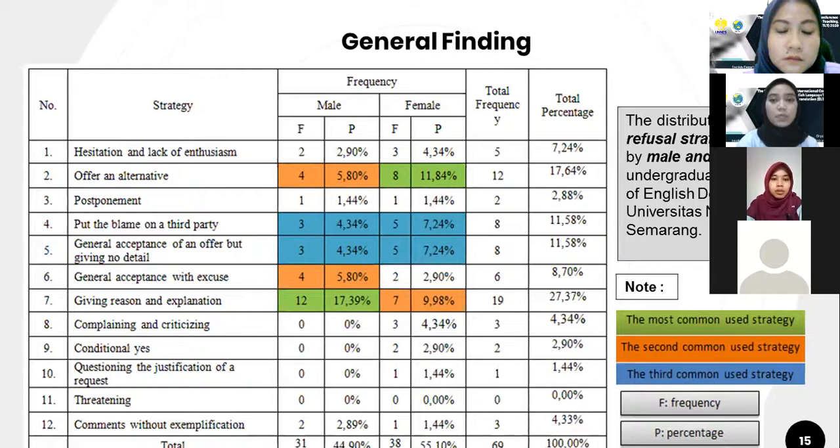there are some strategies that are not used by the participants. The most commonly used strategy by the male is giving reason and explanation. Meanwhile, the female used offer of an alternative as the most commonly used strategy.